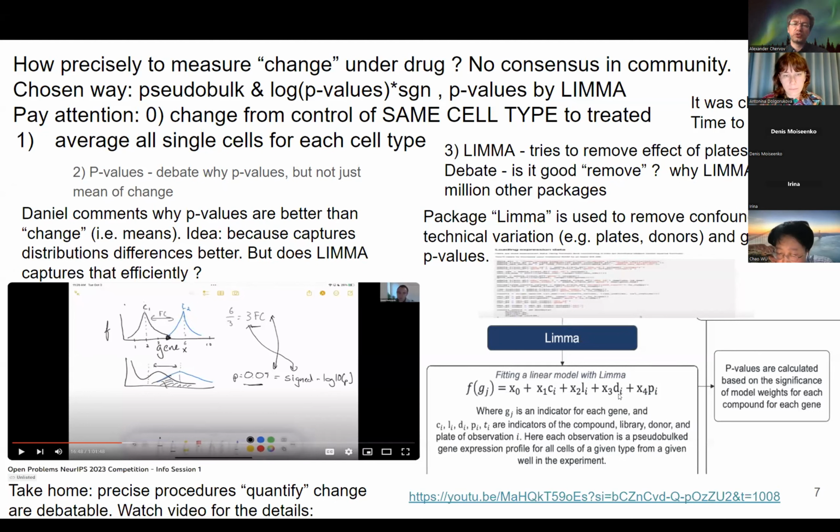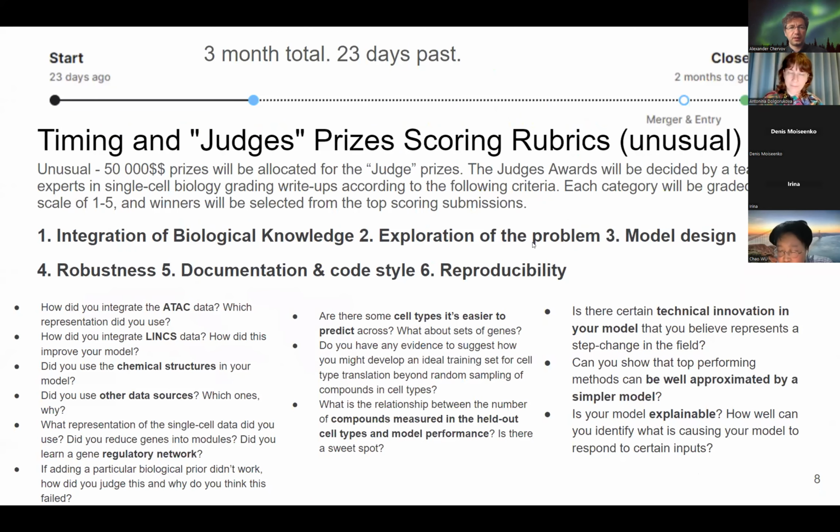We don't want to see changes from cells that are from different donors. We only want to see the changes which come from the drug effect. If you don't do this removal with limma, then some of the changes will not be from the drug, but just from the fact that the cells are from different people. Yeah, that's the idea, at least how I understand it. Okay. Is something unclear?